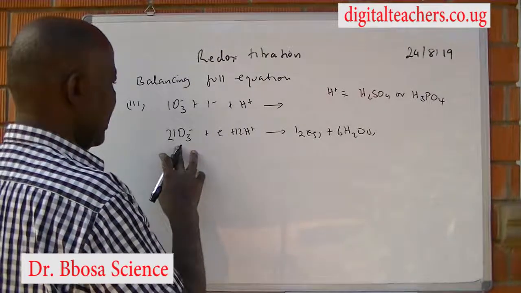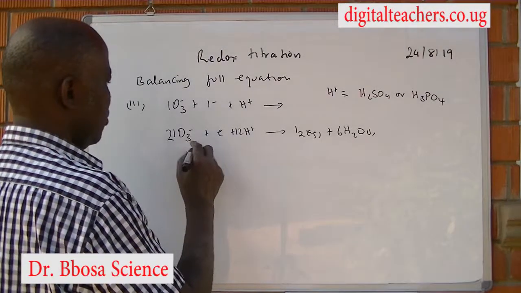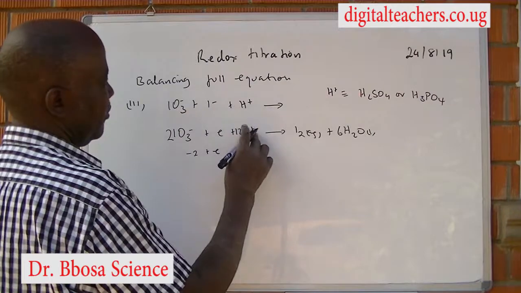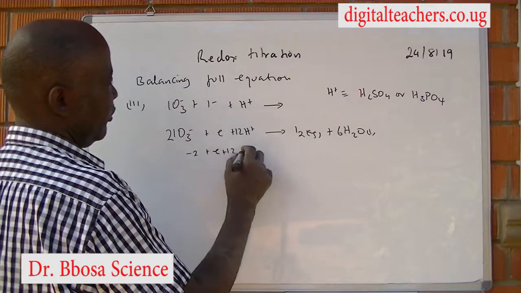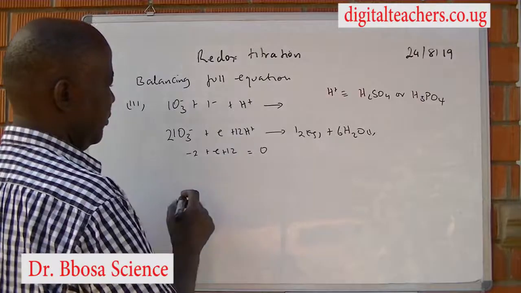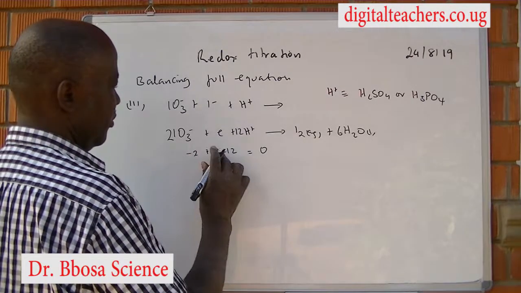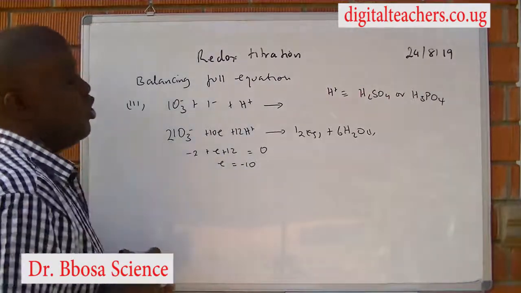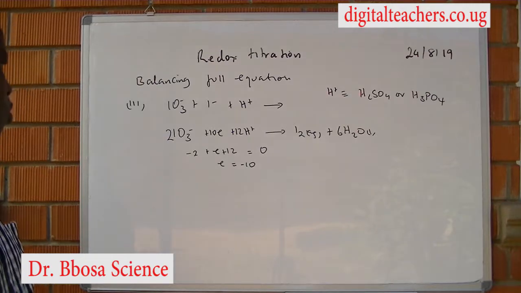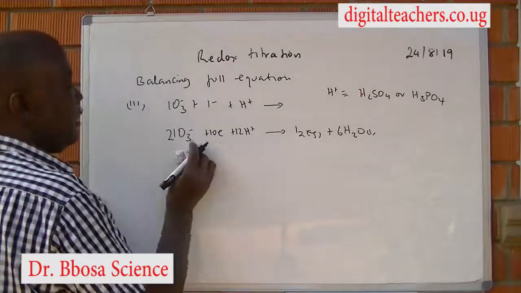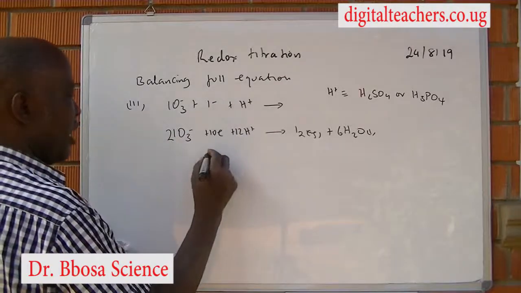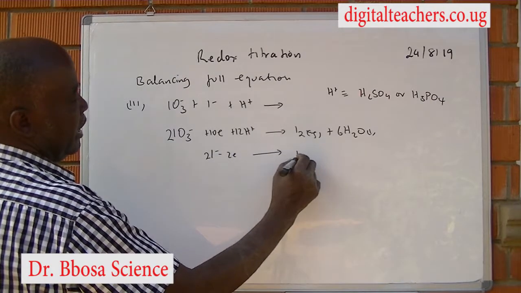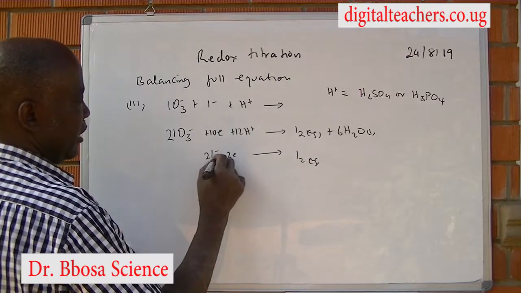Then we balance the charges. This is negative 2 times negative 1, plus electron plus 12 will be equal to 0. Then electron is equal to negative 10. So we put 10 here because an electron is negative 1. Then we write the half equation for iodide ion: 2I minus minus 2 electrons, you get I2 aqueous.